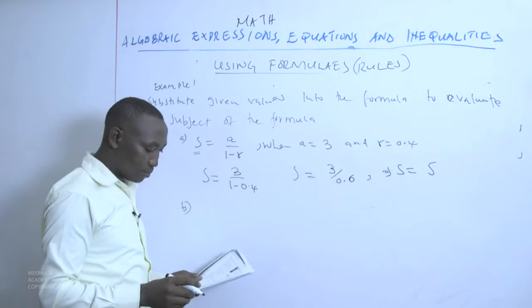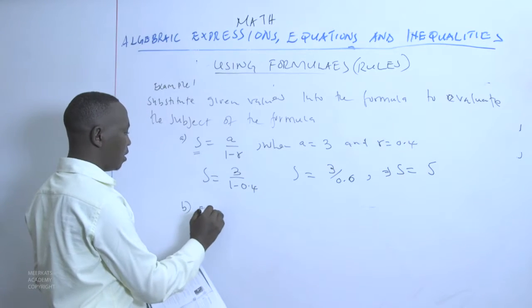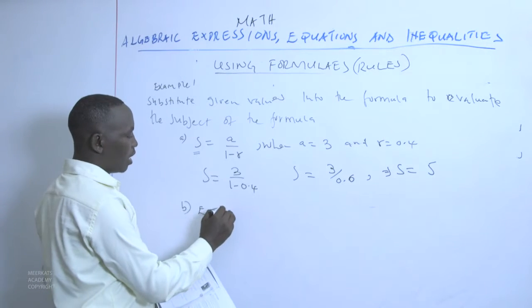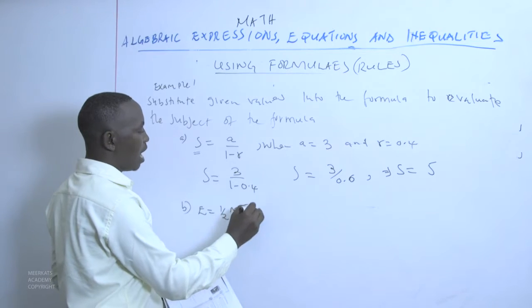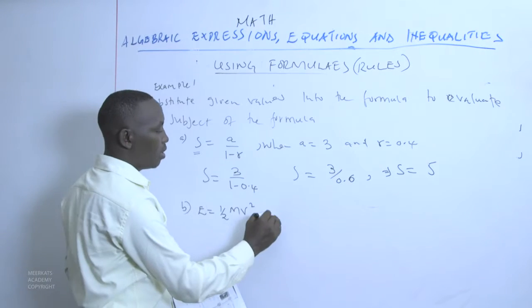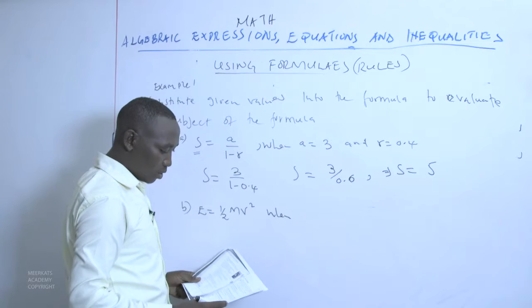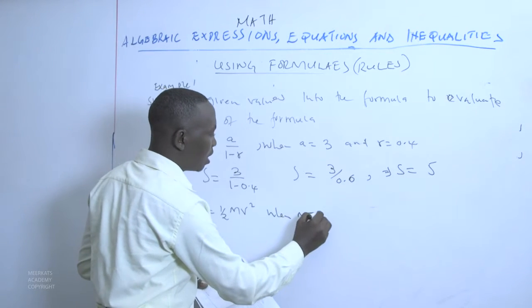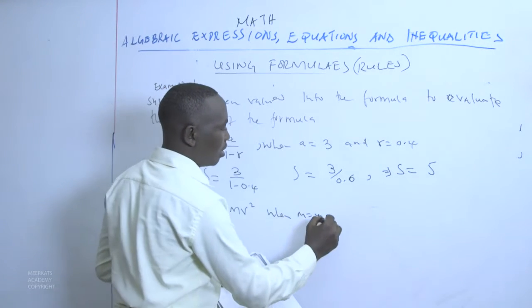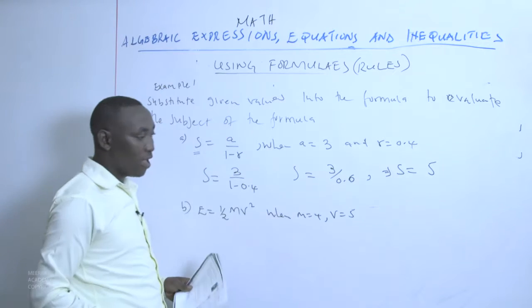Part B, E is equals to a half m v squared, when the value of m is 4 and v is 5.